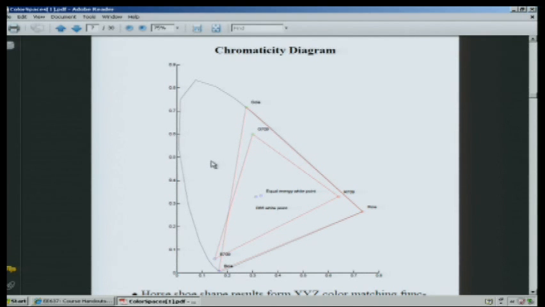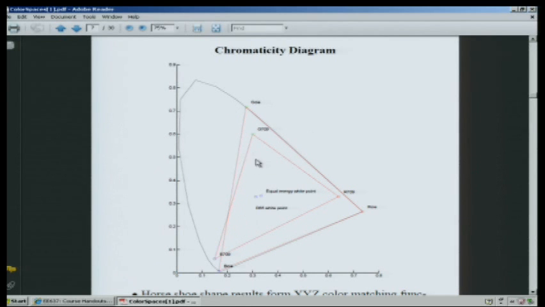And out here, how do we refer to those colors? Imaginary colors. They're imaginary, right? And in here, these are all real colors, okay?